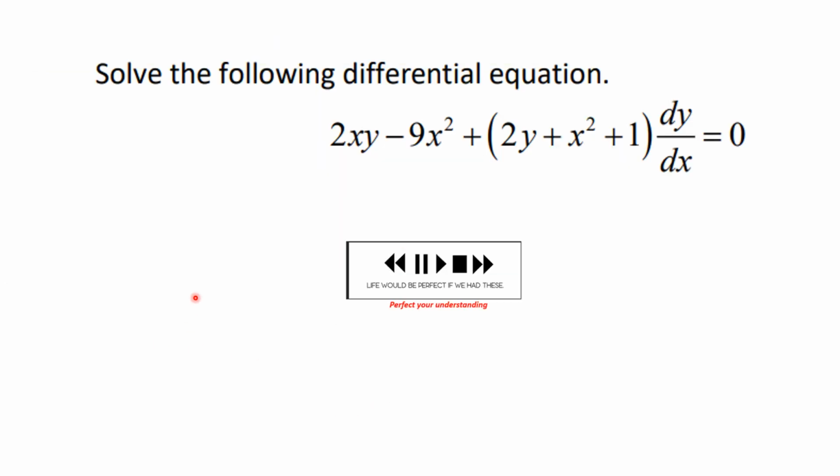So here we have a differential equation to solve. You know what to do. Let's see how you did.